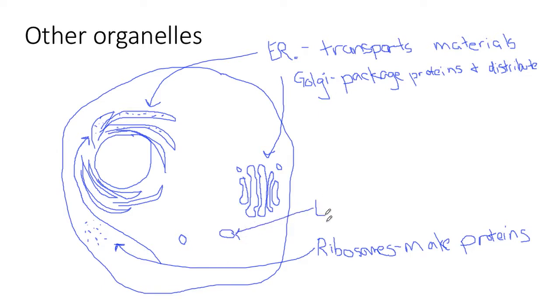And then the last one we'll talk about on here is a lysosome. And lysosomes are kind of like the garbage collectors of the cell. They have digestive enzymes inside of them, and they go around and find things that are no longer needed or useful, and they just sort of gulp them up and break them down. So lysosomes break down wastes in the cell.